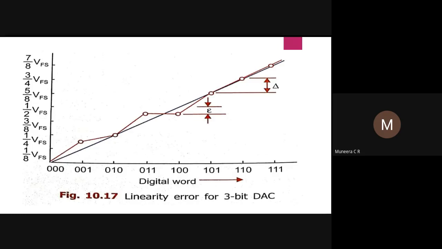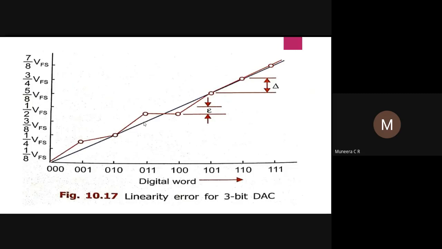Here is the linearity error of a 3-bit DAC. If there is an increment from 000 to 001, it should change from 0 volt to 1 by 8th VFS. When it changes from 001 to 010, it should change from 1 by 8 VFS to 1/4 VFS. Likewise, it should increase. This line shows the ideal characteristics, while this curved one shows the actual one. That means there is an increase at 001, and after that there is a decrease at 010.